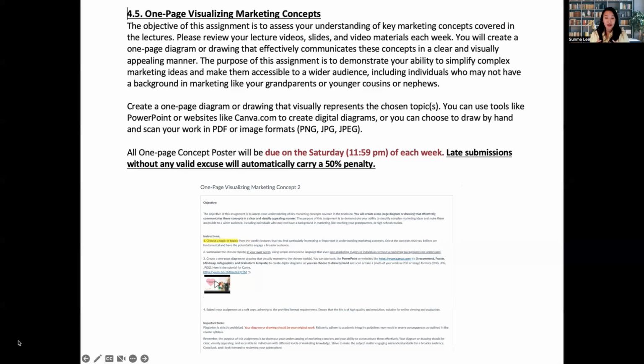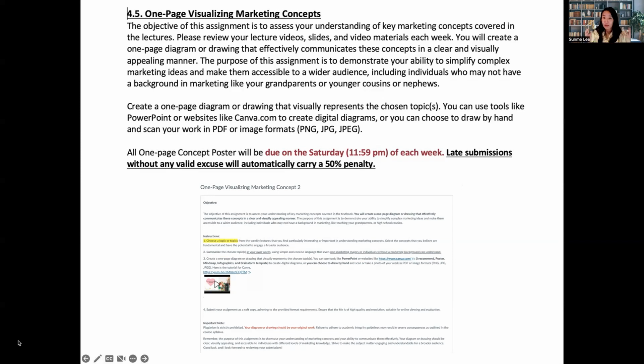And then you will have a one-page visualizing marketing concept assignment. The objective of this assignment is learning by doing. Imagine that you just learned a very interesting marketing concept and you would like to share it with your friend or your mom or even your grandma or your elementary school cousin or nephew. Maybe they do not know the very technical terms of marketing, but you can still explain which topic is very interesting. So this is the exercise.